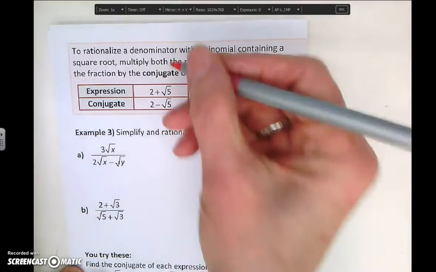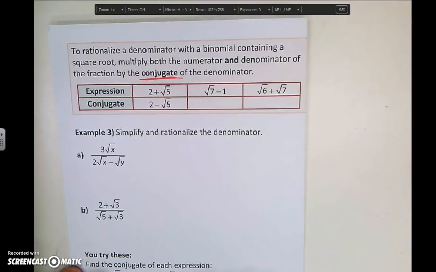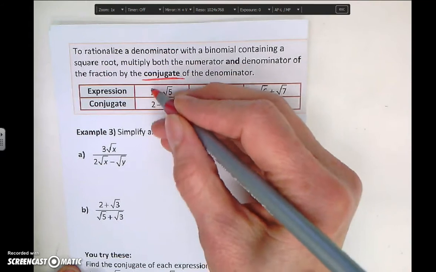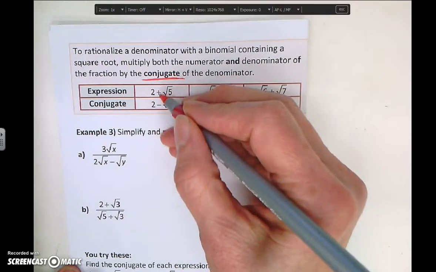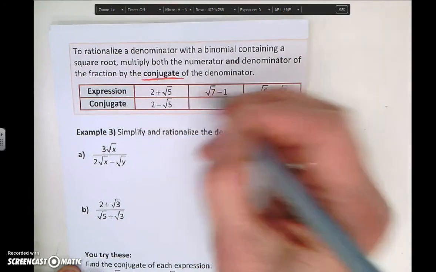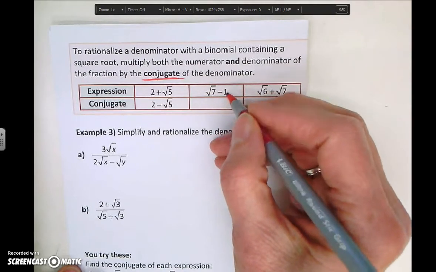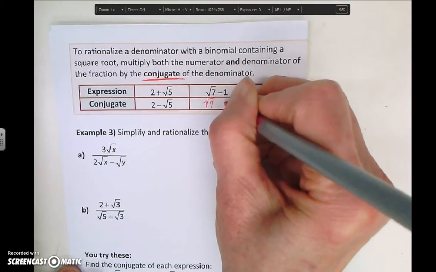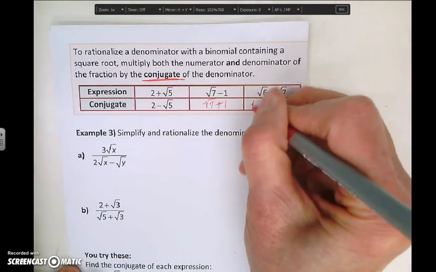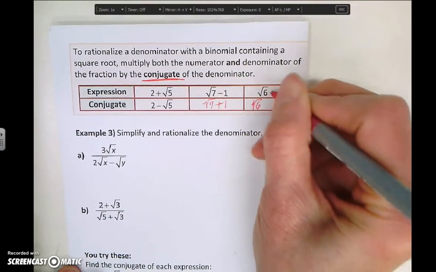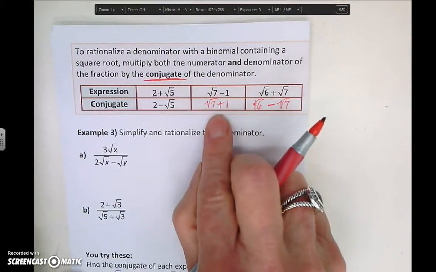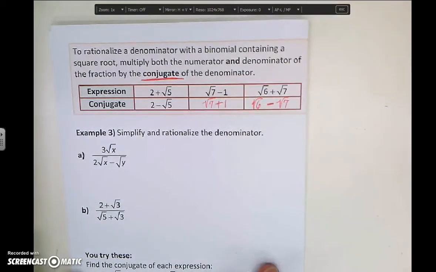So I will expect you to know what a conjugate is, what that word means. A conjugate is the same two numbers, like these are the same, but with opposite signs in the middle. Notice the front one keeps the same sign, but it's the opposite sign in the middle. So if I had the square root of 7 minus 1, its conjugate would have both a square root of 7 and a 1, but it would be a plus in the middle. And here, this last one, I have a square root 6 and a square root 7. The opposite sign would make a minus. So these two expressions are conjugates. These two expressions are also conjugates.